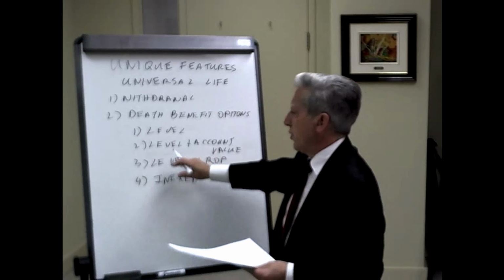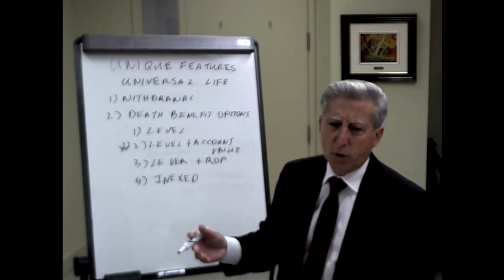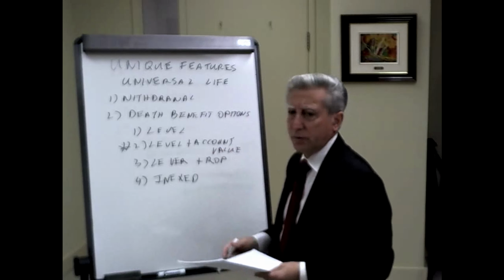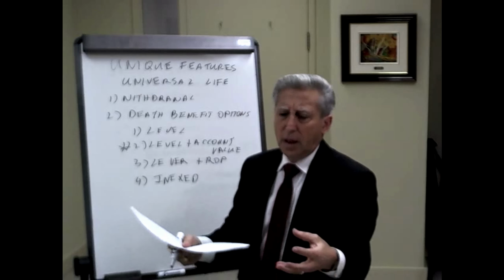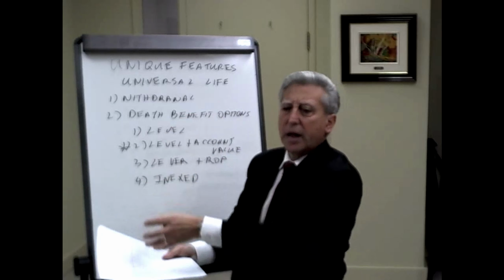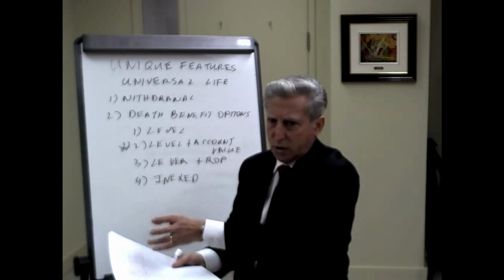The second one, which is probably the most popular one, in fact, most software today defaults on this one, is what we call level plus account value. You'll recall, because of the unbundling aspect of Universal Life, that we have a term component, but we also have an account value, and we have a cash surrender value account. It's the account value that we're talking about here, not the cash surrender value account.